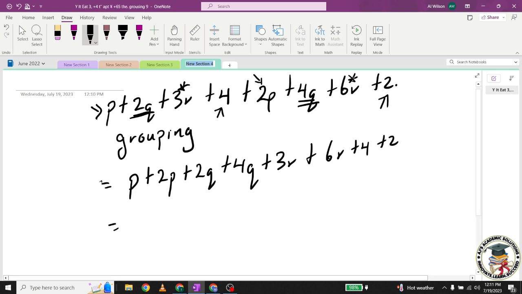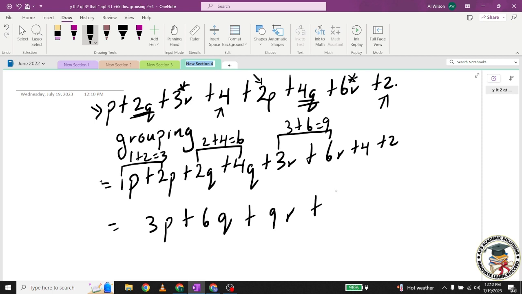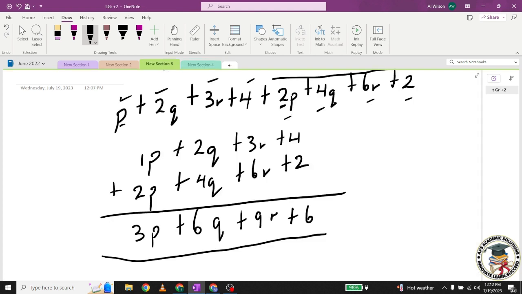So, like before, we have here is P. We know this is 1. So 1 plus 2 is equal to 3. Plus, now we deal with Q. 2 plus 4 is equal to 6. Plus R. 3 plus 6 is equal to 9, plus 4 plus 2 is 6. So 3P plus 6Q plus 9R plus 6. If we go back to our setup here, notice it's the very same answer.